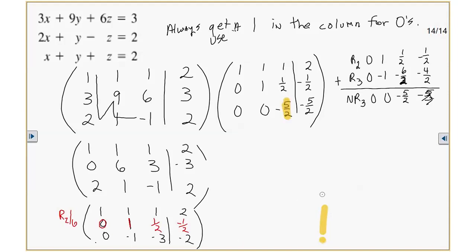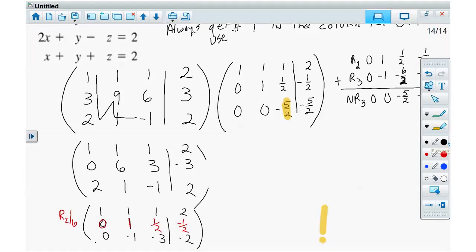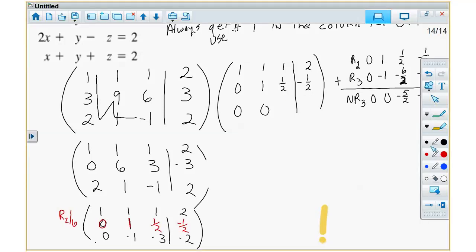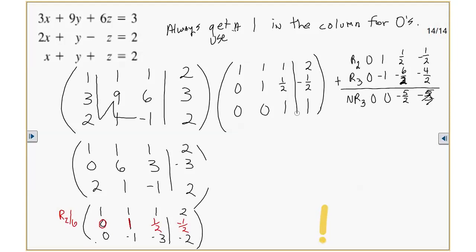Now, at this point, if you were running out of time on a test, what could you do? You got Z is equal to what? One, so you can start back substituting.